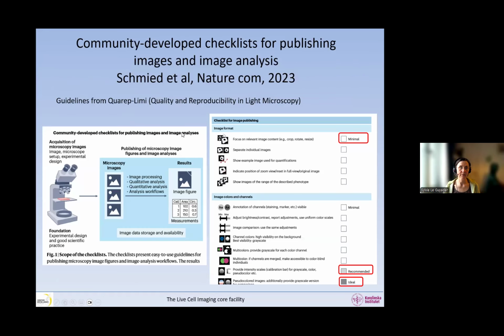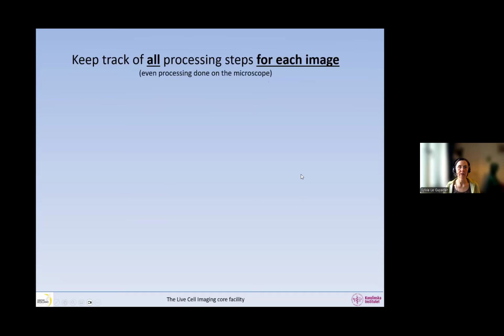And then finally, I mentioned at the beginning that the community developed checklists for publishing images and image analysis. This is a very nice way where you get this list telling you, okay, the image format, have you thought of this? Yes, no. And there are three levels: minimal, recommended, and ideal. You should absolutely tick all the boxes for minimal in these lists. So have a look before you publish, so that you make sure that you acquire images in the right way.